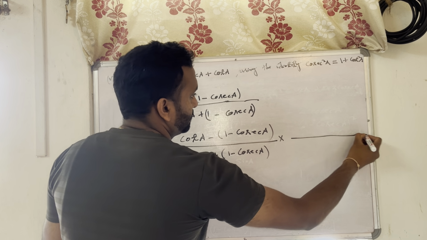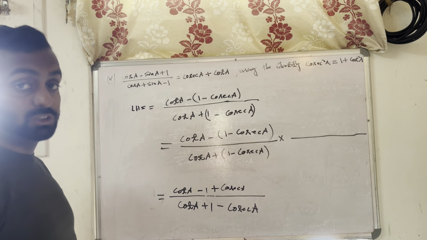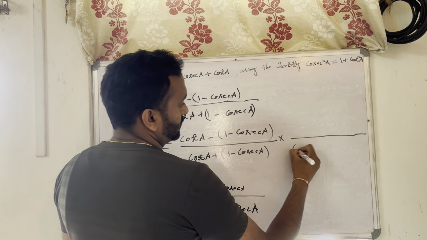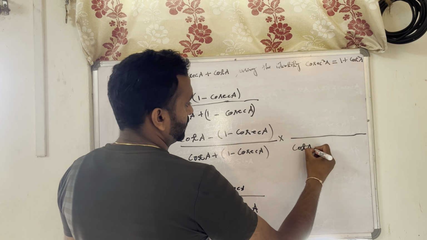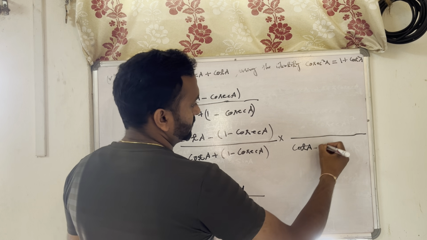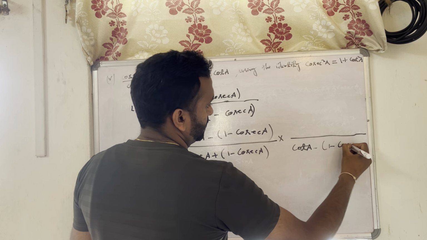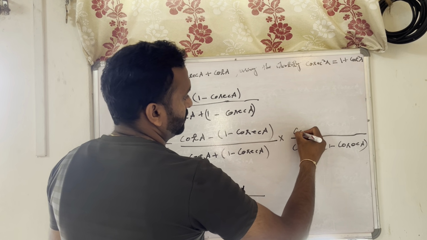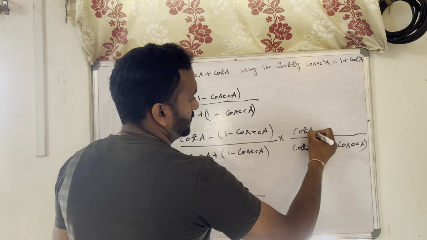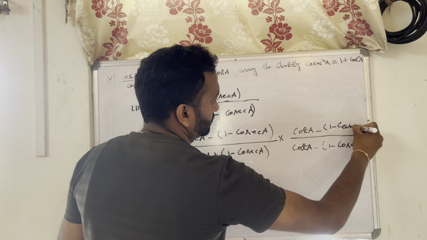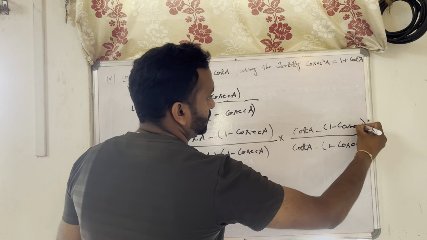My purpose is to use a square minus b square in the denominator, that is, we will be multiplying with the conjugate. So what is the conjugate of cot a plus 1 minus cosec a? This will be cot a minus 1 minus cosec a. In the numerator also we will have to multiply with the same thing so that nothing is extra.